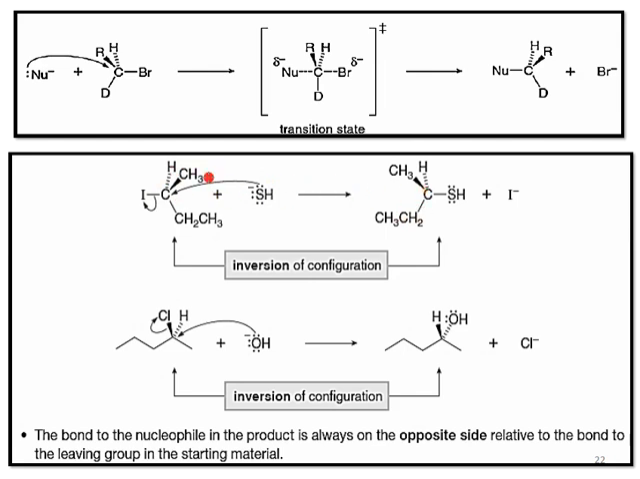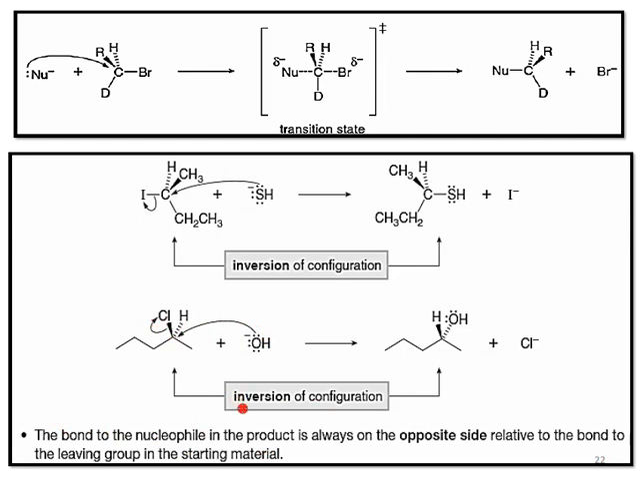Look, we have inversion, meaning انقلاب in structure. And we have the hydroxide also as a strong nucleophile. It will attack this carbon, the partially positive carbon, with the leaving group, and the leaving group will go out to give you an alcohol. Inversion of the configuration. The bond to the nucleophile in the product is always on the opposite side relative to the bond to the leaving group in the starting material. Okay, that means the bond to the nucleophile will be on the opposite side to the halogen.